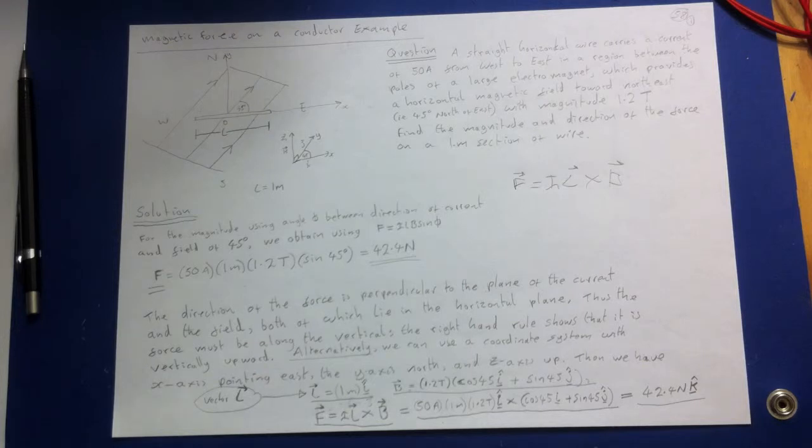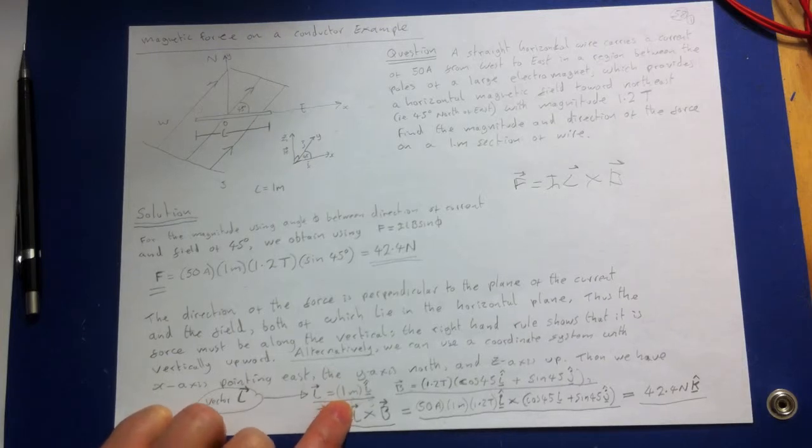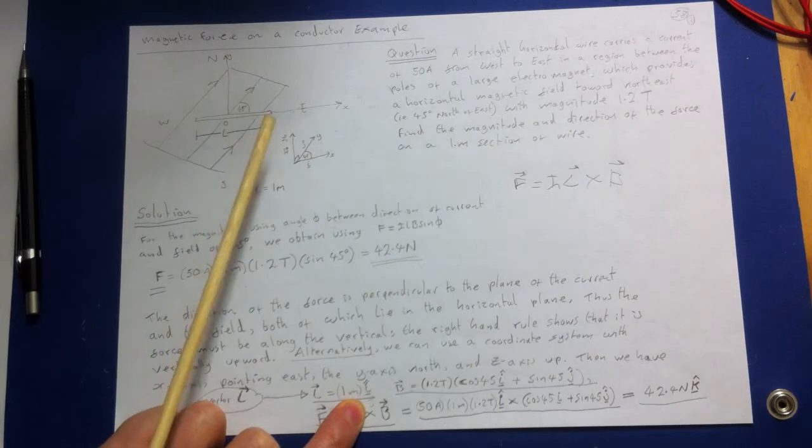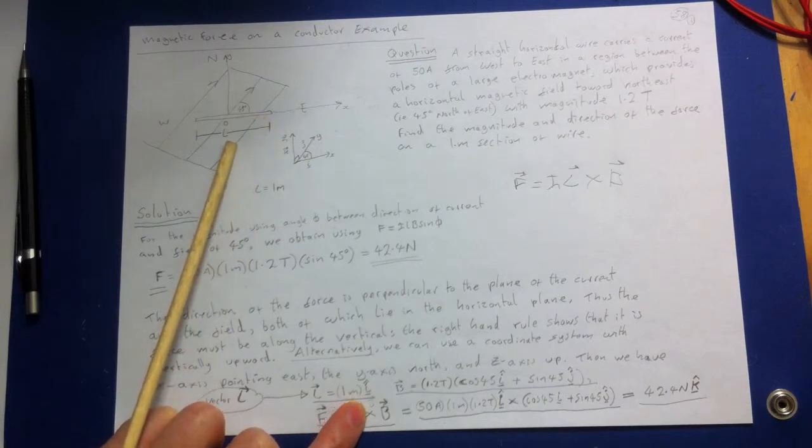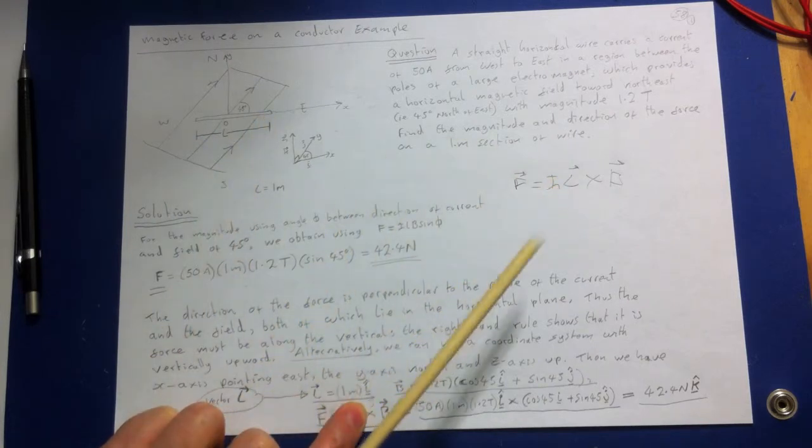Alternatively, we can use a coordinate system with the x-axis pointing east, the y-axis north, and the z-axis up. Then we can work out the vector L as 1 meter in the i direction. So we're going to use this as the x, that's 1 meter in the i. So that's our vector L. And our vector B is 1.2 Tesla cosine 45 i.